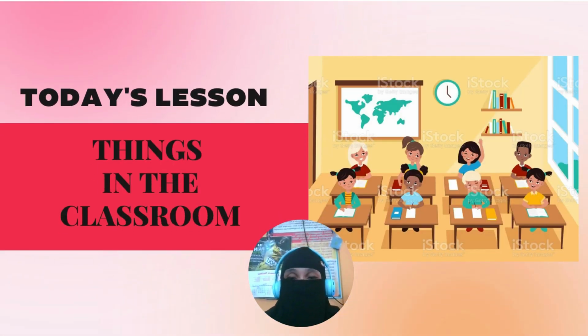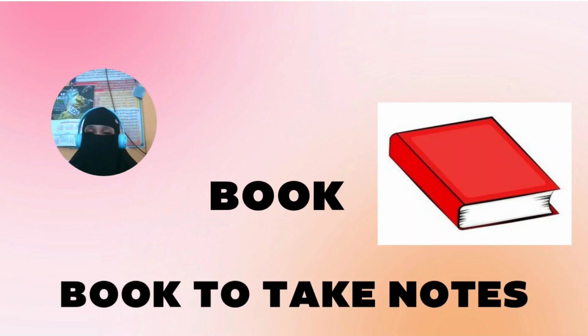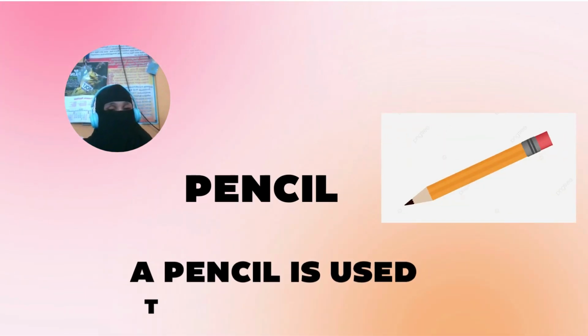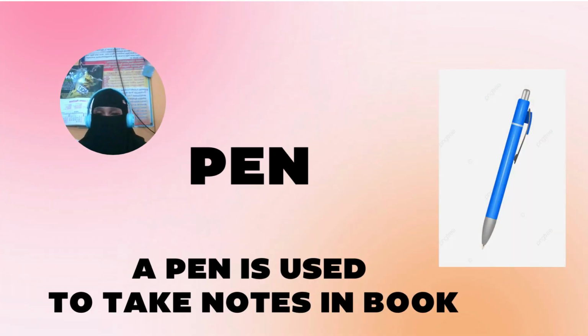Today's lesson is about things in the classroom. A lot of things in the classroom around us. Listen to the vocabulary carefully and the simple sentence carefully. Book. Book to take notes. Pencil. Pencil is used to take notes. Pen. A pen is used to note in a book.